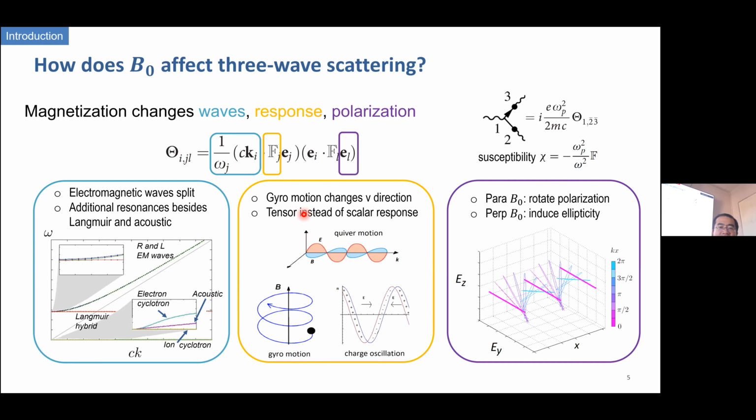And finally, the magnetic field changes the polarization of all the waves. For example, if you shoot a laser that is linearly polarized, if the laser propagates parallel to the magnetic field, then you have the Faraday rotation. So your polarization is not going to stay the same. It's going to rotate as you propagate.